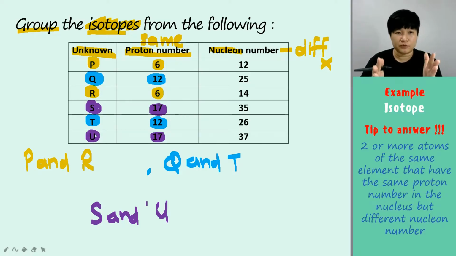We only look at the proton number first, but not the nucleon number, because the proton number must be the same. This is everything about isotope notation and isotopes that you need to know, and I hope this video was able to help you in understanding isotopes and isotope notation.